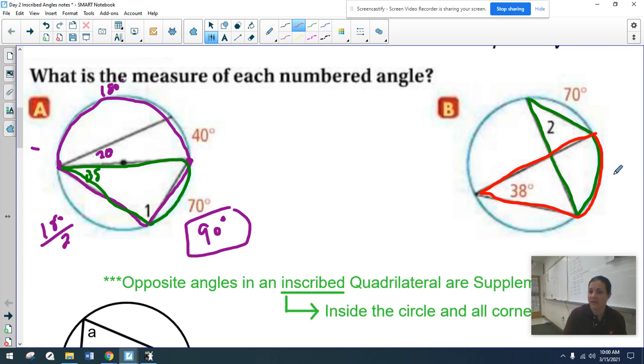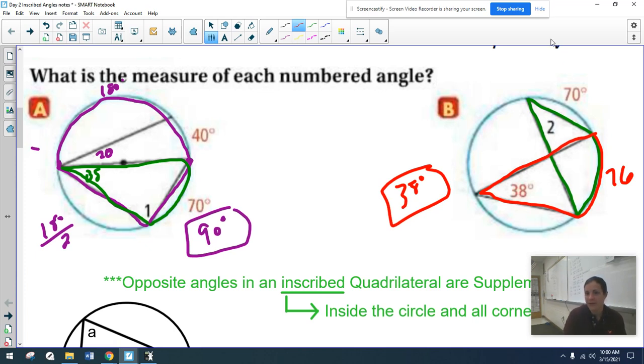So 38 times 2 is 76. And that belongs with the 2 as well. So you can either just realize that if the two angles share the exact arc, they're going to be equal to each other, or you can figure out that that's 76, cut it in half, and get 38.